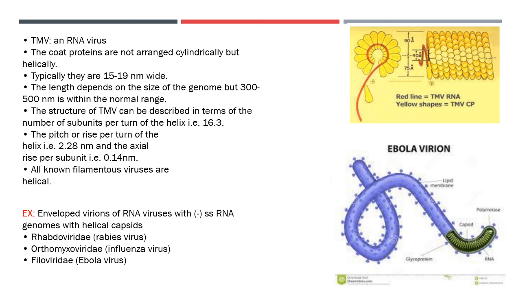So you must try to remember the family names. Filoviridae is for Ebola virus, then Orthomyxoviridae for influenza virus, and Rhabdoviridae for rabies virus. Try to remember these simple or generally used examples. It will make it easy to remember and write answers and give examples during your exam, right?